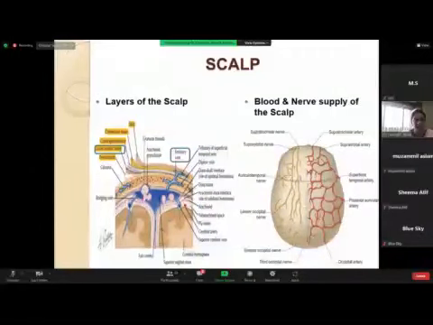Now, this is a complicated slide, and this basically shows the cranial fossas.